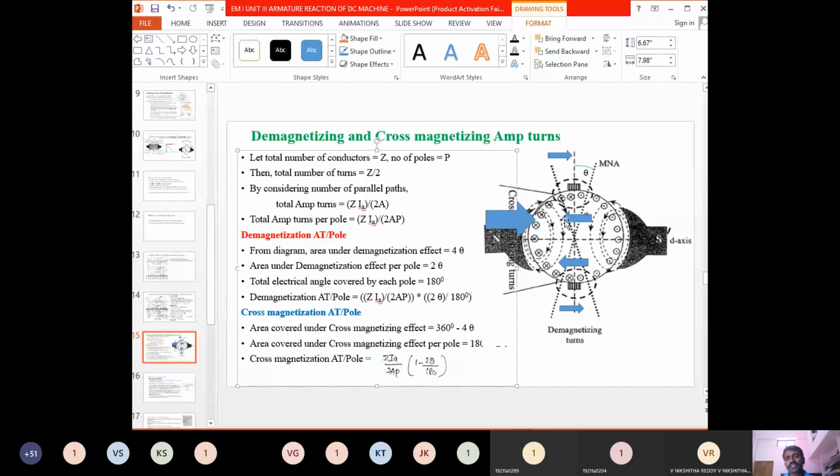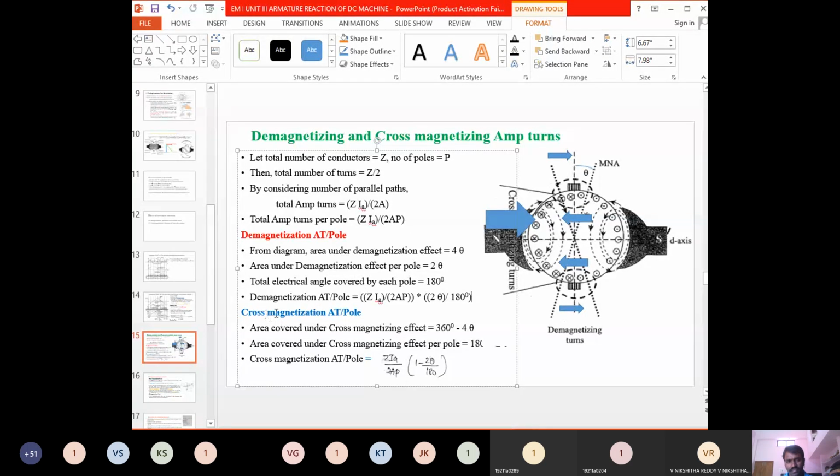So what is the demagnetization ampere turns per pole here? The area covered by the demagnetization for each pole is 2 theta, and the total electrical angle is 180 degrees. So 2 theta by 180 into the total ampere turns. What is the total ampere turns? Z into Ia by 2A B. That's it. I hope there are no queries here.